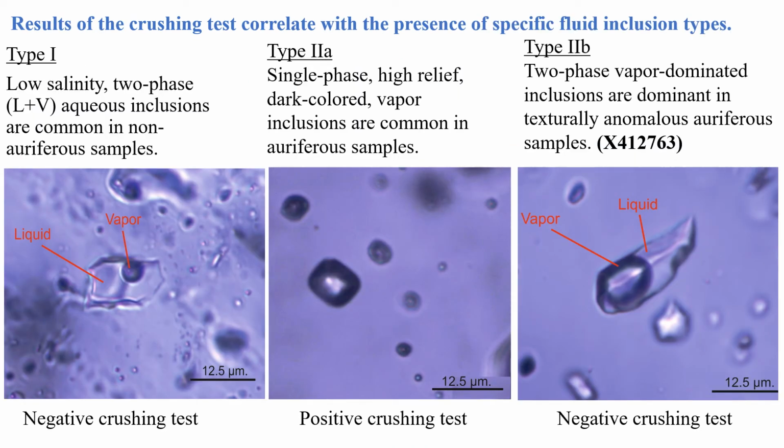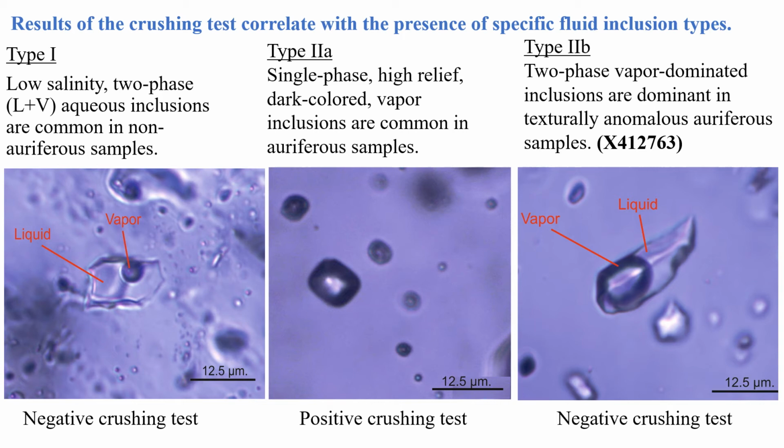The next step of this study is to look into these fluid inclusions in more detail. Fluid inclusion petrography revealed that the results of our crushing test correlate with specific fluid inclusion types. Type 1 inclusions, which are low salinity aqueous inclusions, are most common in barren samples and negative crushing results. On the other hand, type 2A inclusions are single-phased, gas-rich inclusions that correlate with gold and positive crushing test results.